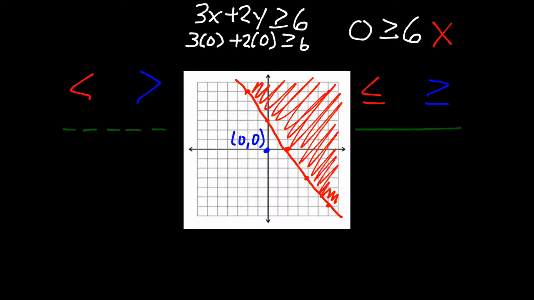We're going to do one more example, and we're going to see what we can do if we can't use the origin, because sometimes when we graph, the origin is not going to be the point that we can actually check. So we'll figure out what to do there. So meet me over at example 3.